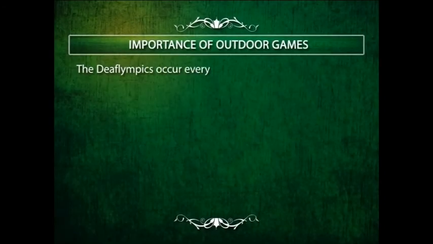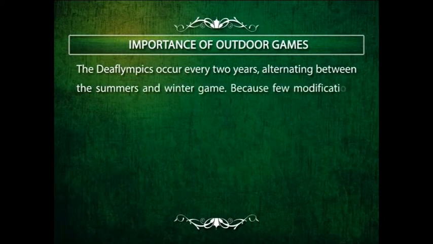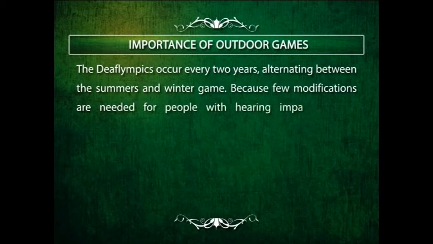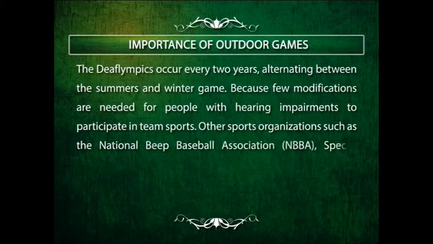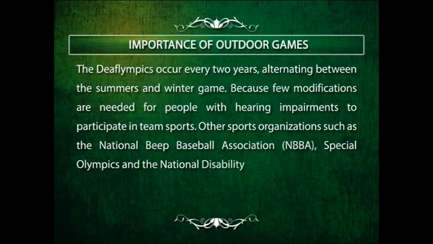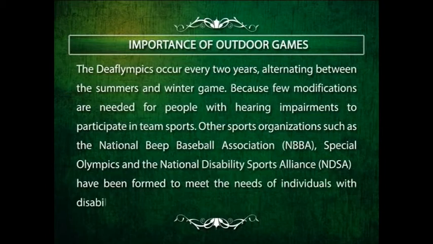These sports are regularly featured at the Deaflympics, formerly the World Games for the Deaf, and follow International Sports Federation rules with some minor adjustments. The Deaflympics occur every 2 years, alternating between the summer and winter games, because few modifications are needed for people with hearing impairment to participate in team sports. Other sports organizations such as the National Deaf Basketball Association, NDBA, Special Olympics, and the National Disability Sports Alliance, that is NDSA, have been formed to meet the needs of individuals with disabilities for segregated sports competition.